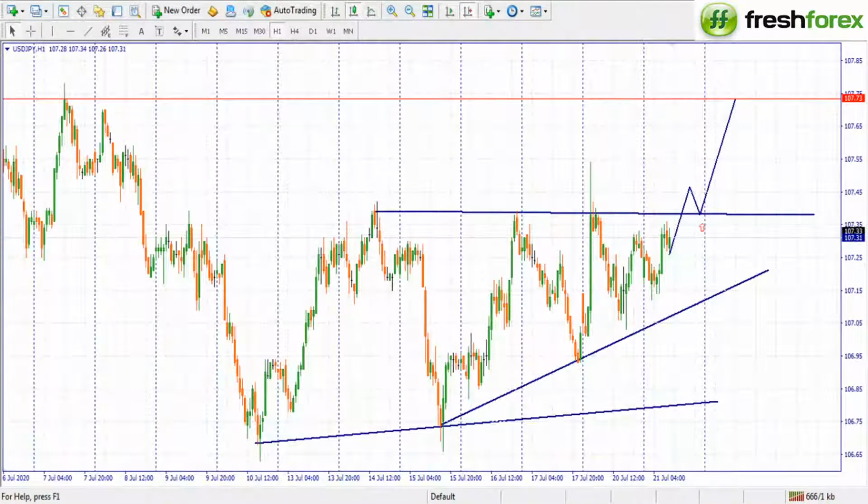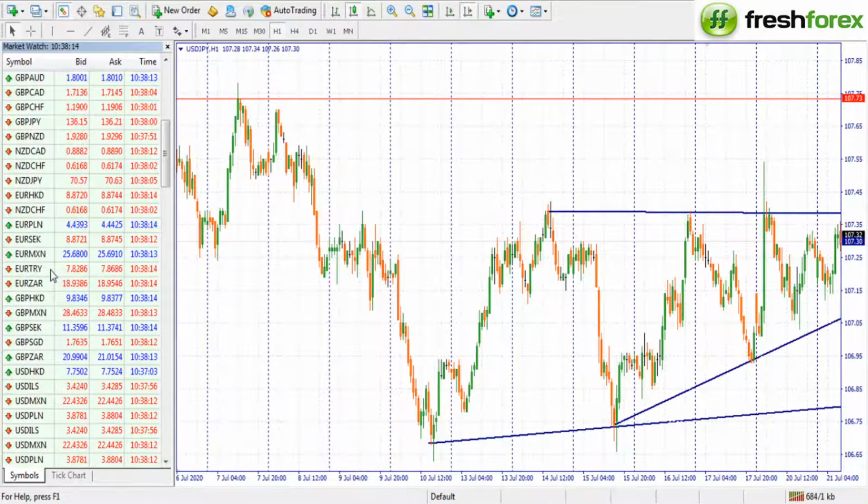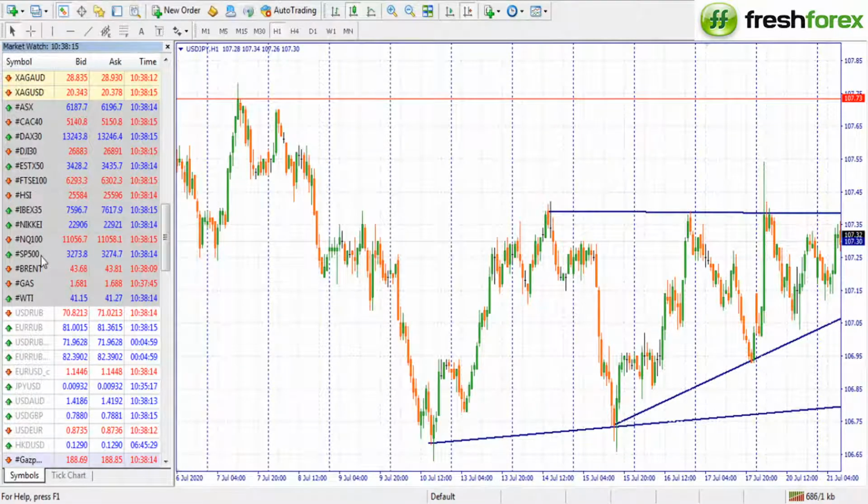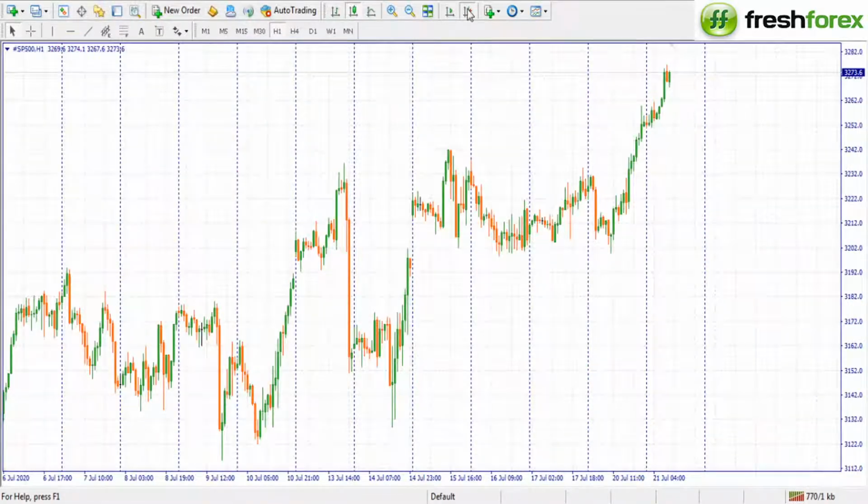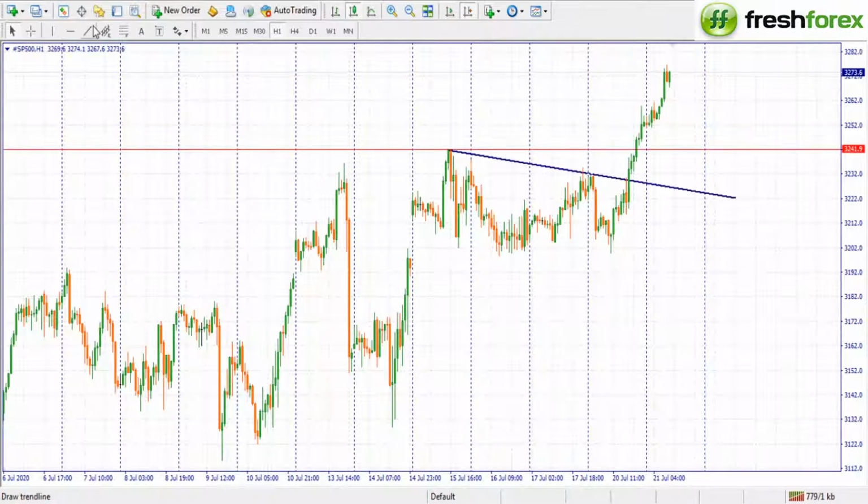So the next chart we want to look at is SP 500. This is upwards. I don't recommend a buy position on this one at all. We had a resistance there. Also there's a trend line. This looked like a good trend line to me.